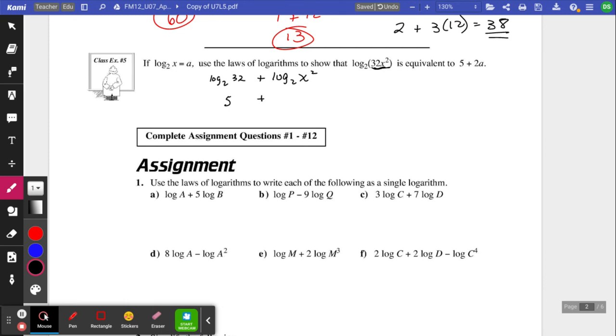Over here, I'm going to bring this 2 down in front. And all I need to do now, use this little thing over here. This is 5 plus 2 times a. Done. All right. Happy homework. Hope it goes well for you.